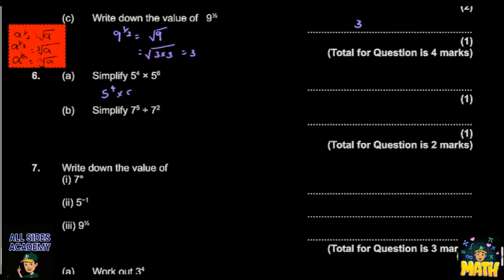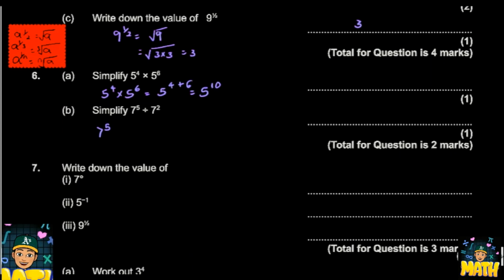Simplify. These are numbers that are being multiplied, so we can add the powers. That gives us 5 to the power 10. Here they are being divided, so we subtract the powers. 5 minus 2 is 3, so 7 to the power 3.